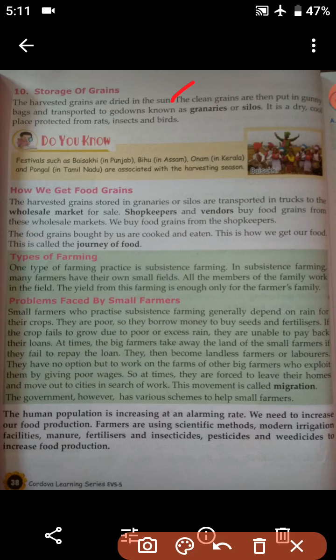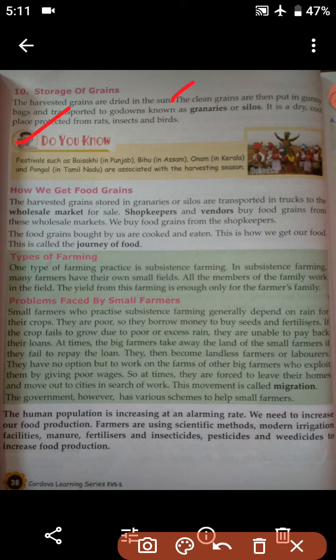It is a dry, cool place protected from rats, insects and birds. So students, a godown consists of granaries and silos, and it is a very dry and cool place which is protected from rats, insects and different birds. So I hope it is clear to you till here.